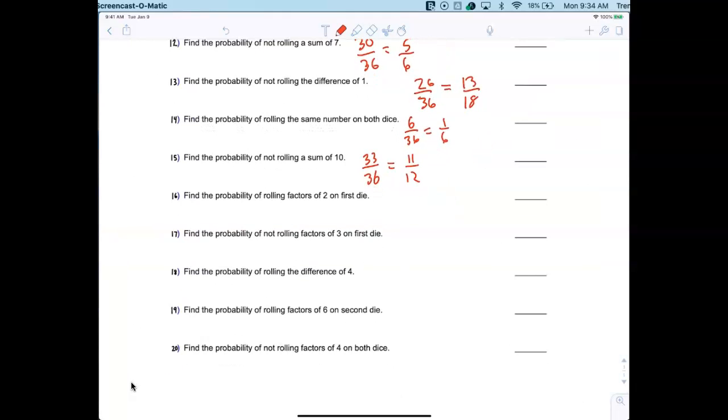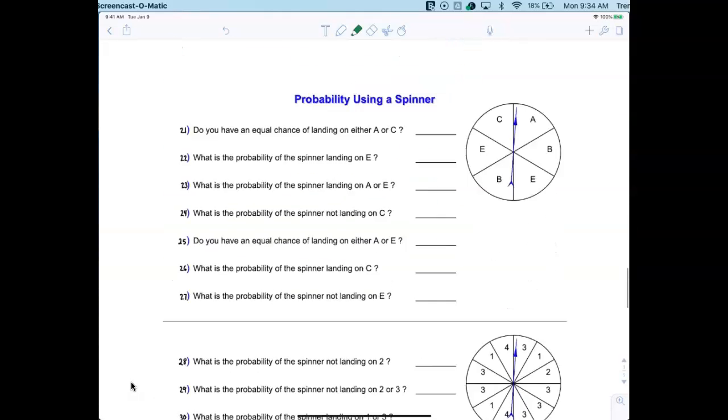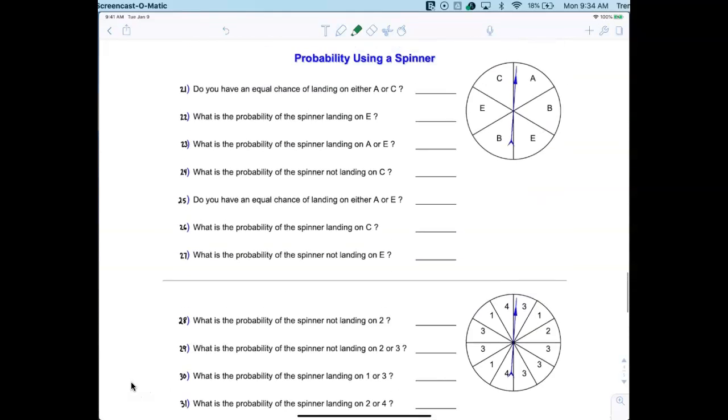All right. So here's what I want you to do. 16, 17, 18, 19, 20. Try to answer those questions. All right. Now let's flip the page. Let's see if there's anything harder. I don't think there is. All right. Here we go.